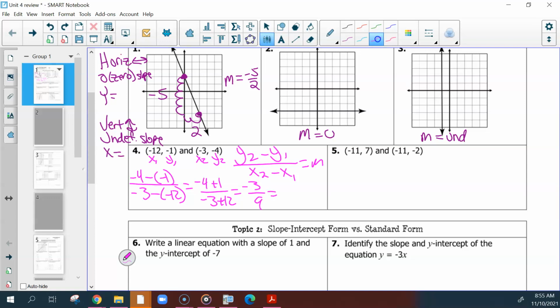And then always simplify your slope answers. What would this simplify to? -1/3. Yes. And then make sure you're including equals m or m equals.